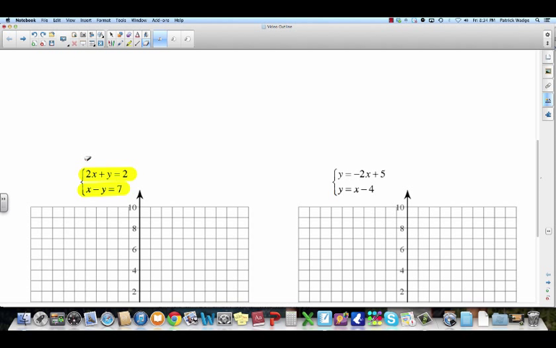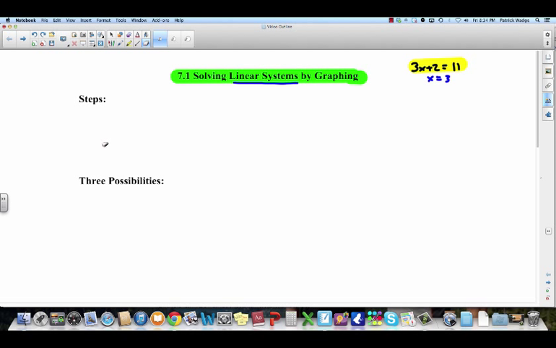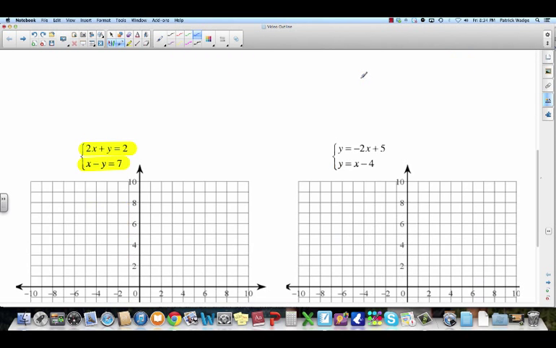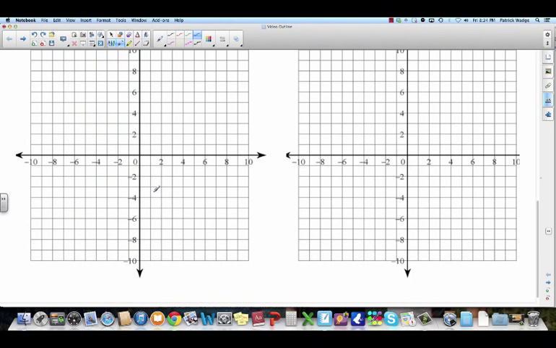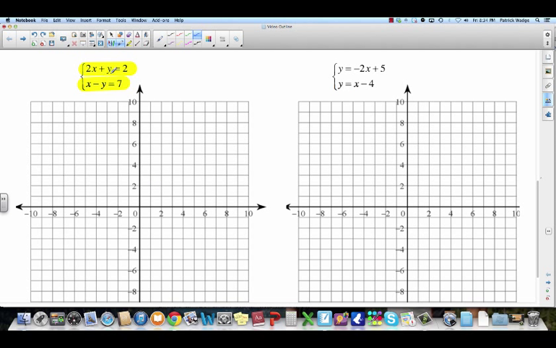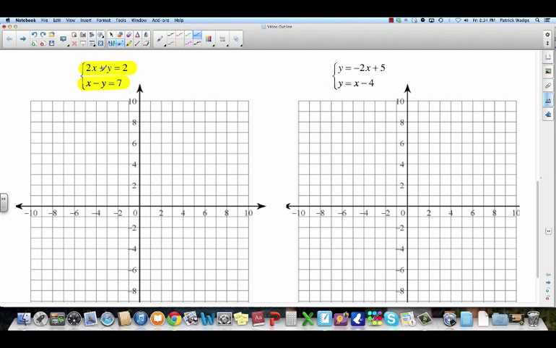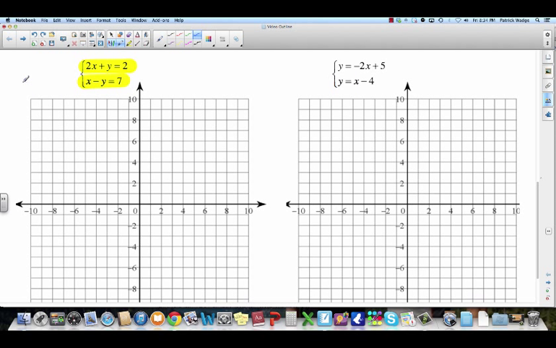This is a system because there's more than one equation. Turns out there's 3 ways to solve systems of equations, and the first way we're going to deal with today is by graphing. I'm going to skip all this for now and come back to it. So if we're solving this system of equations, 2x plus y equals 2 and x minus y equals 7, we need a number that goes into both those x's and a number that goes into both those y's so that the top equation is true and the bottom equation is true. And the way we're going to solve this is by graphing.